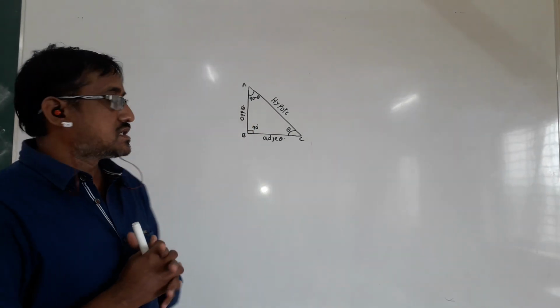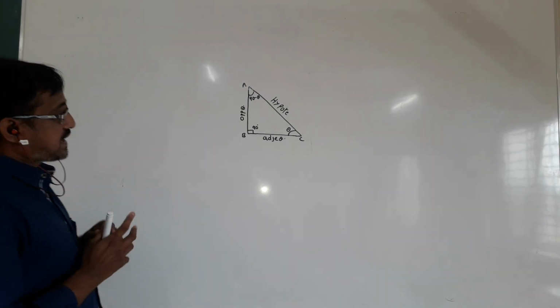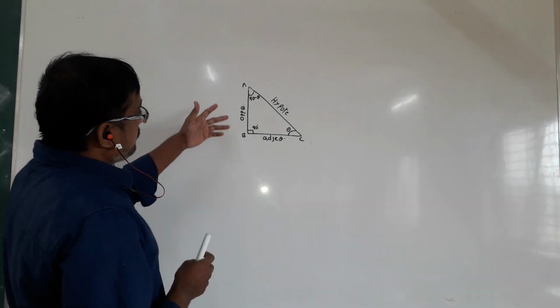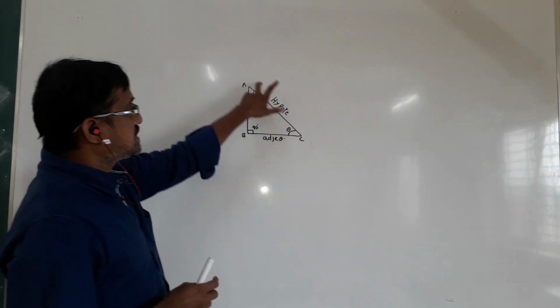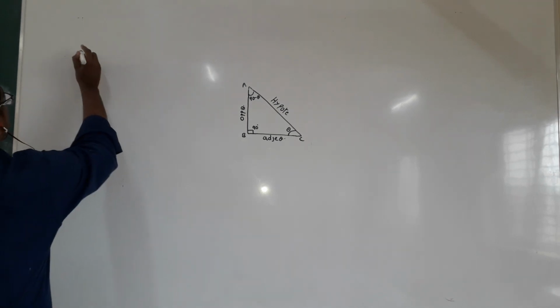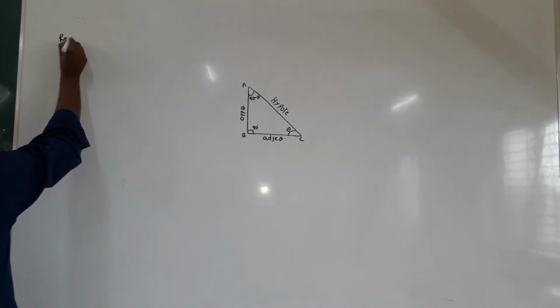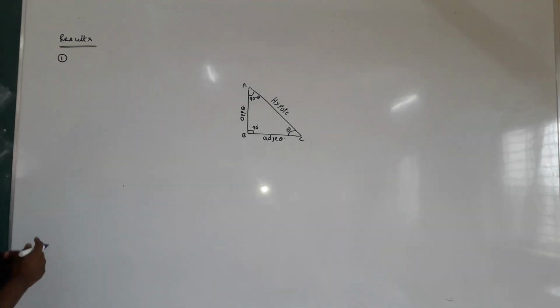Now let us see some important concepts. Now we have a right angle triangle where AB is the opposite side, BC is the adjacent side, and AC is the hypotenuse. We are going to find out some results.